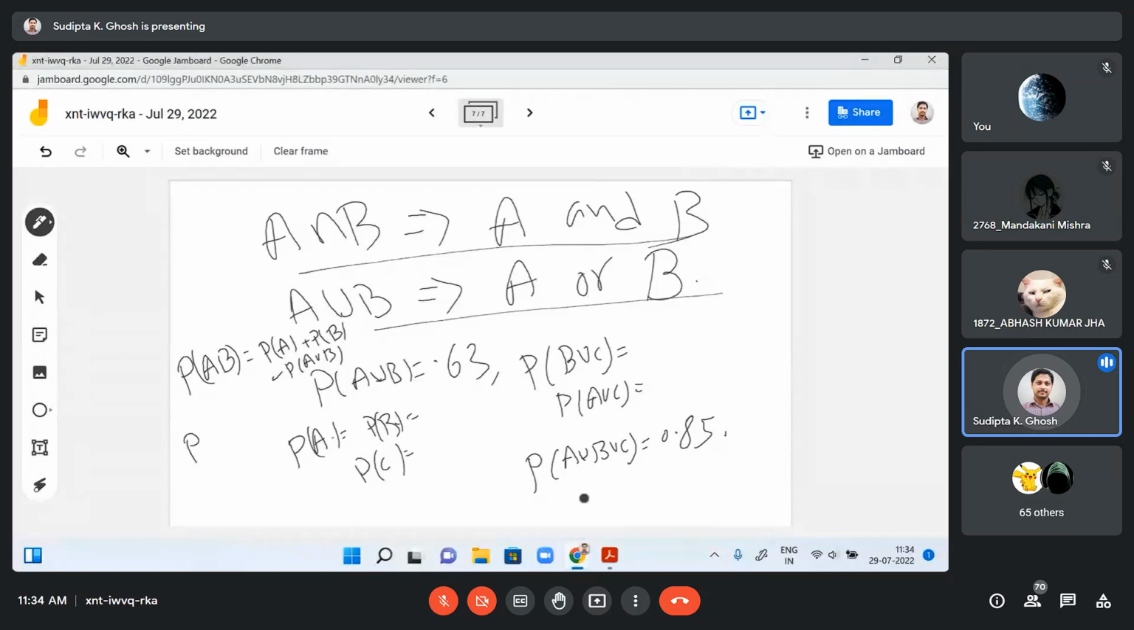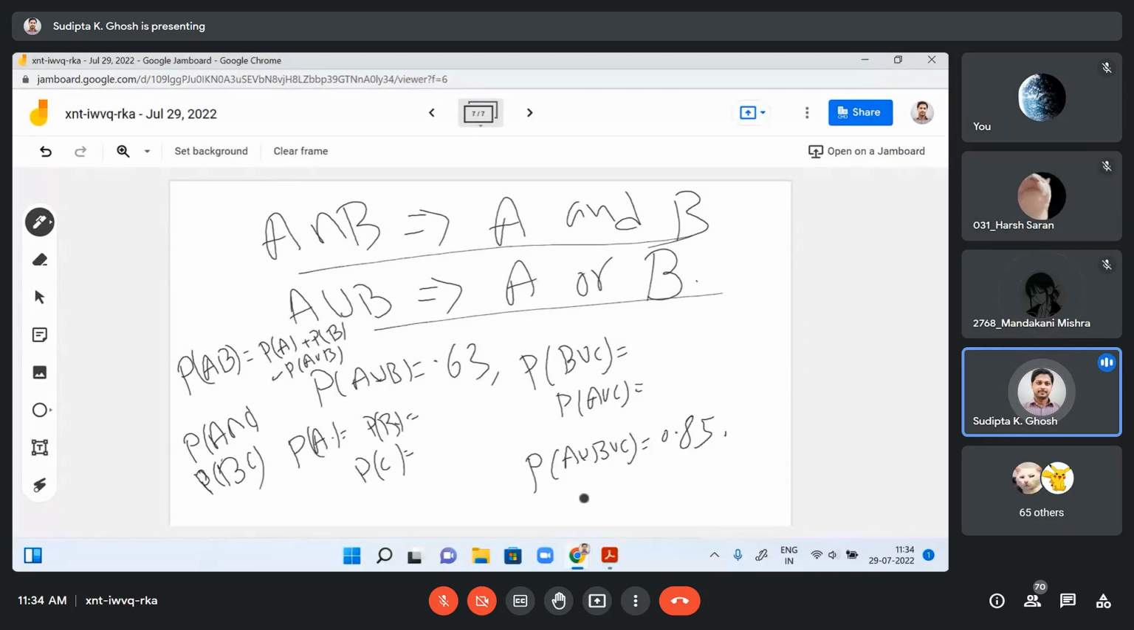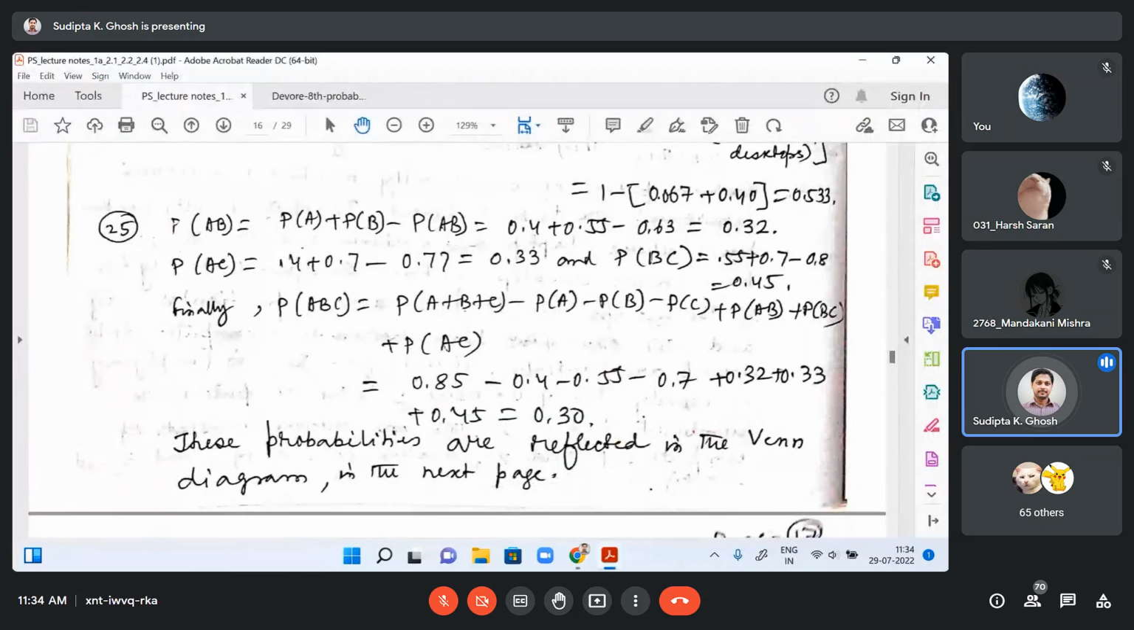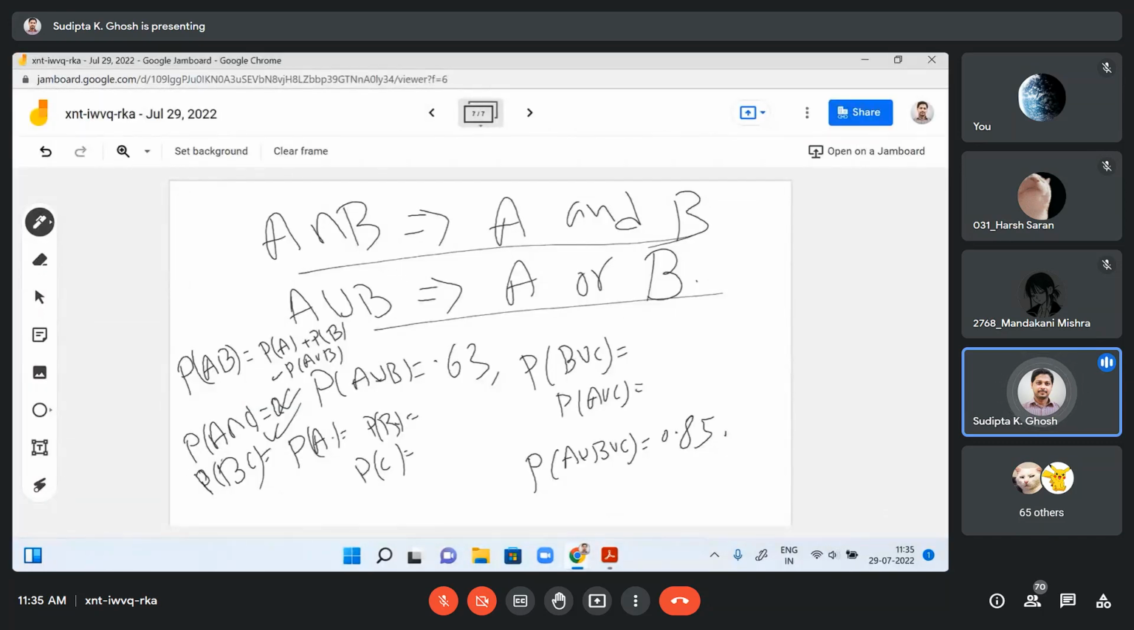Similarly, can you find A intersection C and B intersection C? I am asking all of you: can you find probability of AB, probability of AC, probability of BC? I hope you can find. That type of thing I have already calculated here. Probability of AB is equal to this, probability of AC is equal to this, and probability of BC is equal to 0.45.